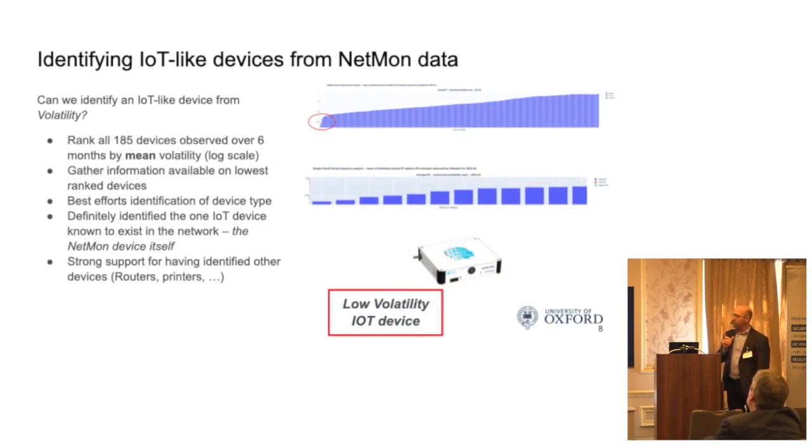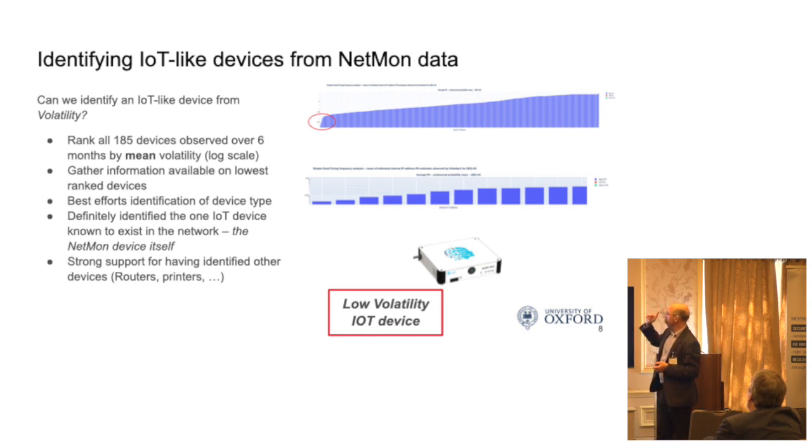Now, can we use this volatility metric to identify IoT-like devices on the network? Remember, we don't know what's going on this network. We don't have a catalogue of the devices there. We just ship this device out, they plug it in. Okay? So we've got really very limited guaranteed intelligence about what devices are there.